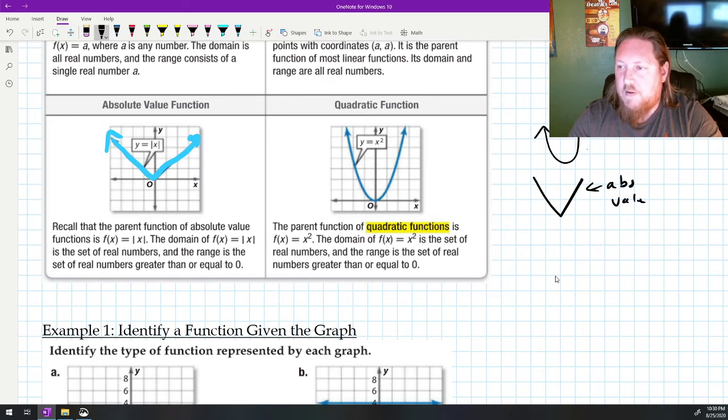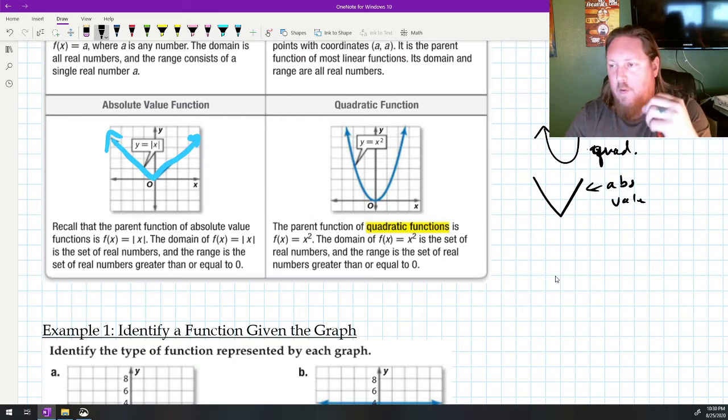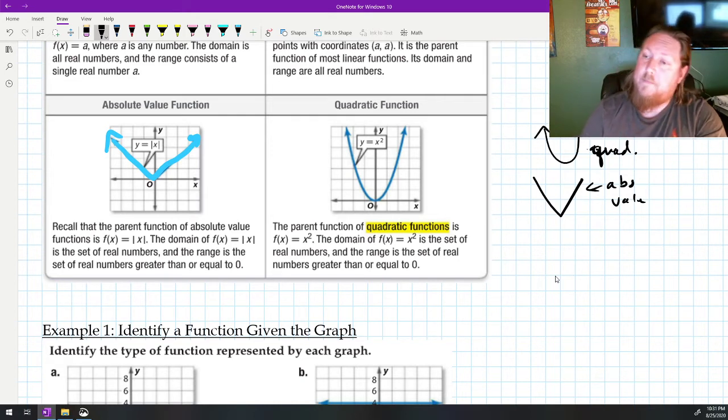The U shape is a quadratic, right? So that's why we always try to get on their case, and we marked you off if you drew too sharp of a turn there for your quadratic, because what you were actually drawing was an absolute value function, and we don't want that. All right.